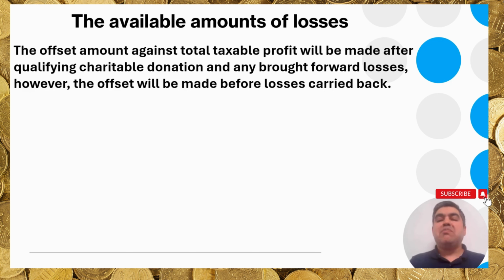So it means we make a claim for the charitable donation. The charitable donation will reduce the total taxable profit, which is a good thing, and any brought forward losses. So if the claimant company has some brought forward losses, that can be used first before making any claim for group relief. However, the offset will be made before the losses carry back. Remember this, sometimes the examiner can test you.